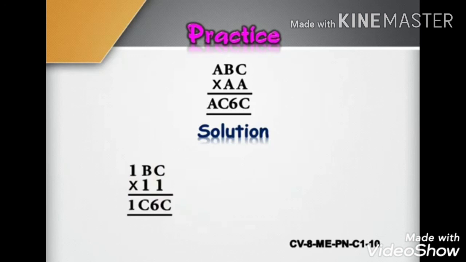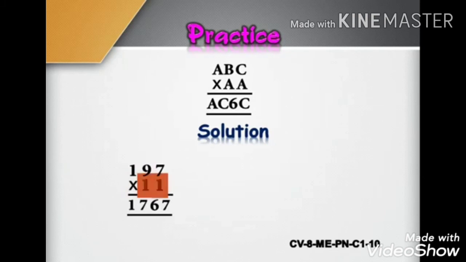Since a digit multiplied by 1 gives the same digit. Hence, AA is equal to 11. Step 2. Since the tens digit in the product is 6 and 9 plus 7 is equal to 16 with 6 in the tens place and 1 to carry, C can be 7 and B can be 9. Now ABC into AA becomes 197 into 11.